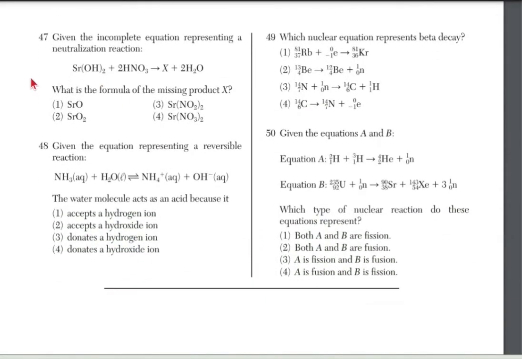Given the incomplete equation representing a neutralization reaction, what is the formula of the missing product X? There has to be an equal amount of each element on the reactant side and the product side. On the reactant side, there is 1 mole of strontium, 8 moles of oxygen, 4 moles of hydrogen, and 2 moles of nitrogen. On the product side, there are 4 moles of hydrogen, 2 moles of nitrogen, and 2 moles of oxygen. If you look at all the answer choices, we need to find the one that has 1 mole of strontium, 6 moles of oxygen, and 2 moles of nitrogen. Answer choice 4 has all the missing amounts.